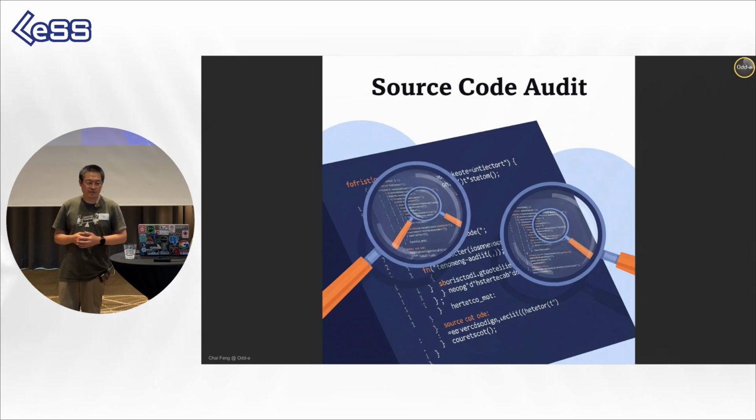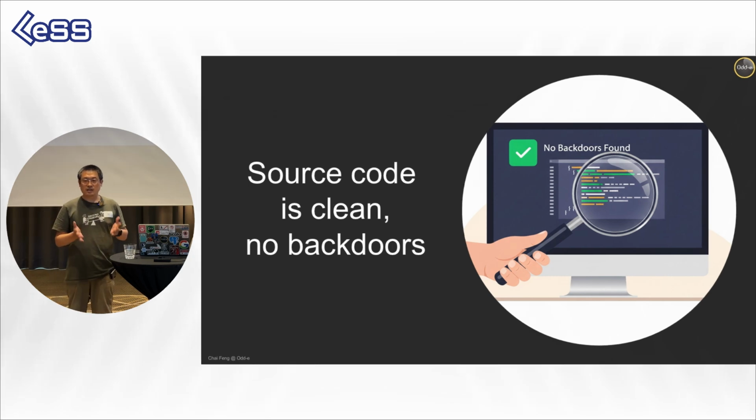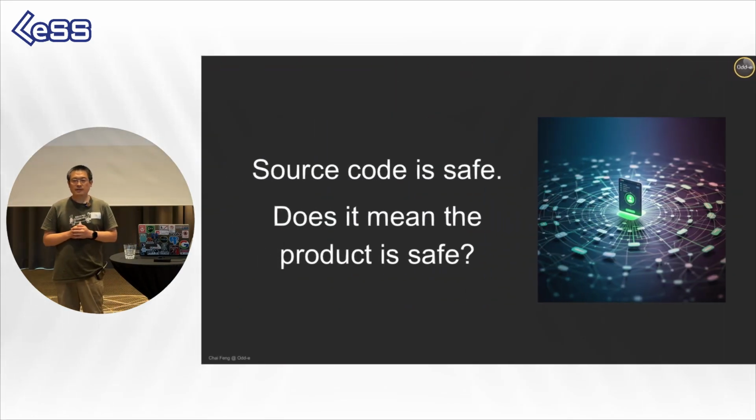It's so obvious. So this company gave all of its product source code to the government, and the government worked with several top security and software companies. It took them almost half a year auditing the code line by line. After 6 months, the government admitted that the source code is clean and they found no backdoors. So the first question: the source code is clean. Does that mean the product is safe for sure?